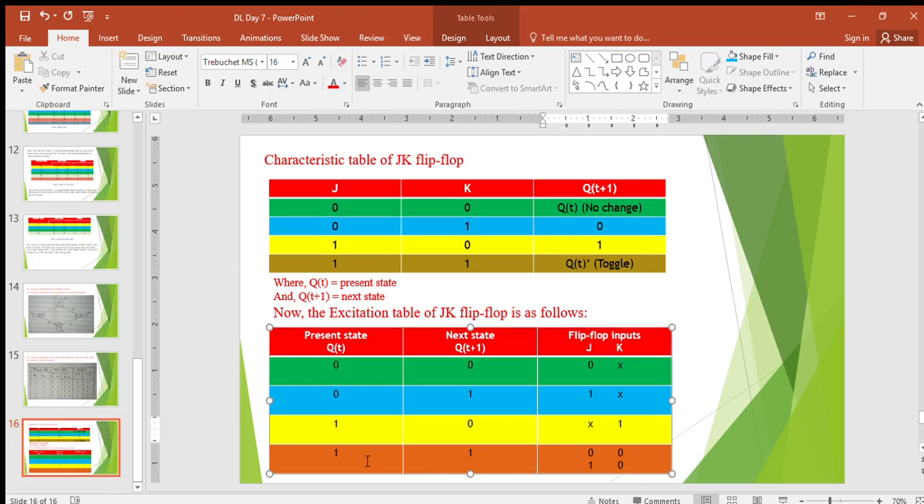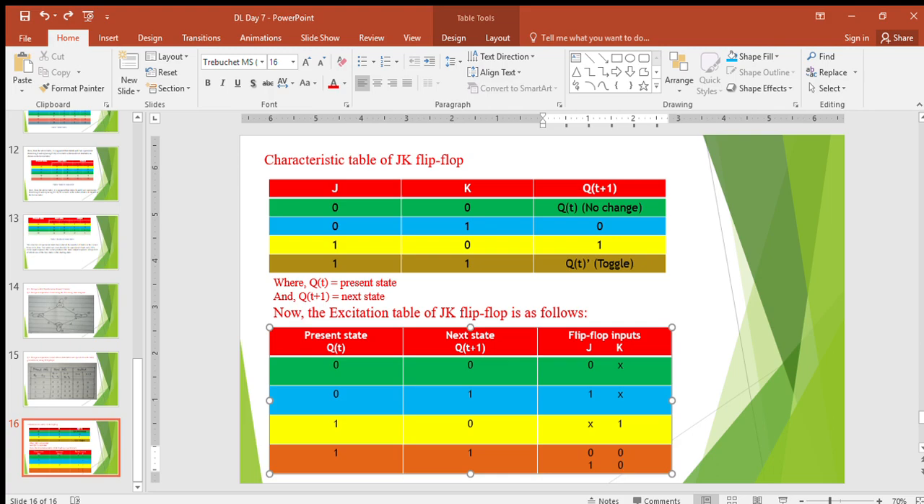Now in the same way, for the present state 1 and the next state 1, the K input of the JK flip-flop is always 0, and the J input of the JK flip-flop is fluctuating between the value of 0 and 1. It means the J input can have either the value of 1 or the value of 0. So it doesn't matter whether it has the value of 1 or 0. So it is a don't care condition.